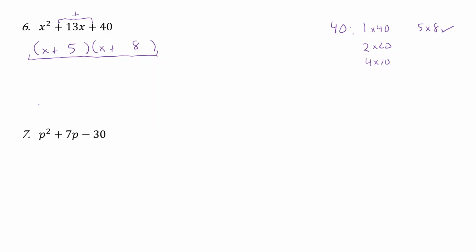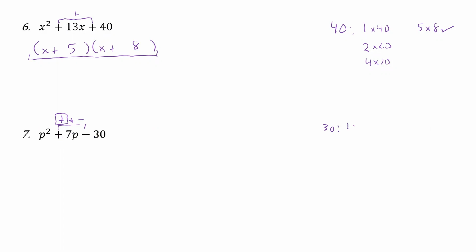Okay. All right, so here we're back to one where we have the negative here and a positive here. So we're going to have a positive and a negative, and that larger one has to be positive because that's what sign is in the middle here. And so now we just have to find the factors of 30 where, when we subtract them, the larger minus the smaller, we get a 7.